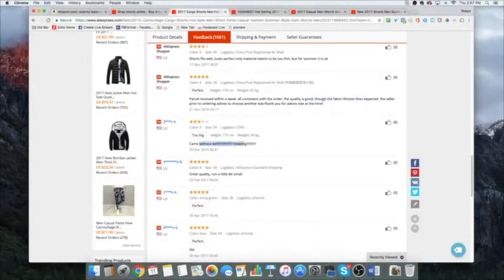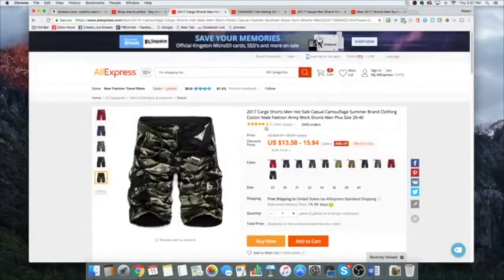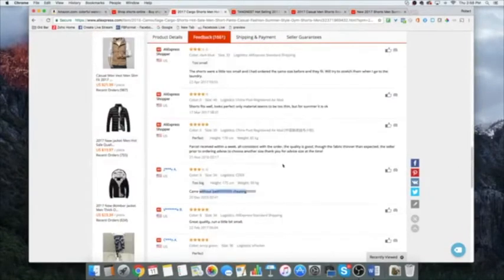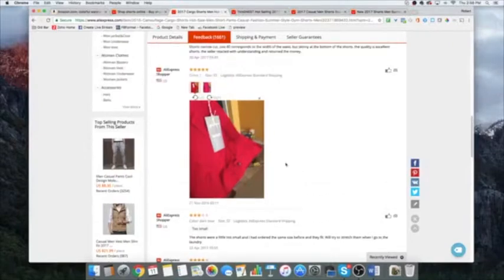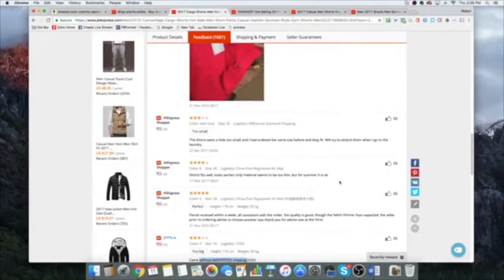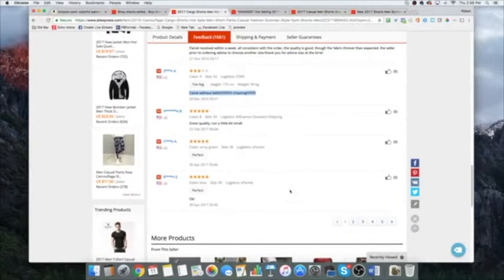"Came without belt, cheating." So maybe there's supposed to be a belt included, but it doesn't say anywhere that there's a belt included. So that's another thing. I would not sell these at this point. If I was thinking about selling these, I would stop instantly. I'd be like, okay, the sizing's messed up. Multiple people are saying too thin. Now they don't even come with a belt. Like, no, I'm cool. I'll leave it alone. I'm not selling it.